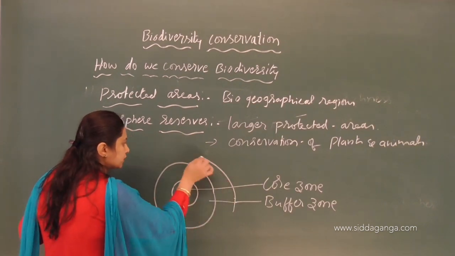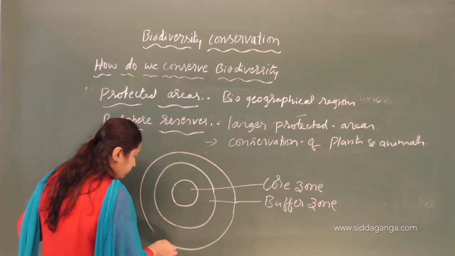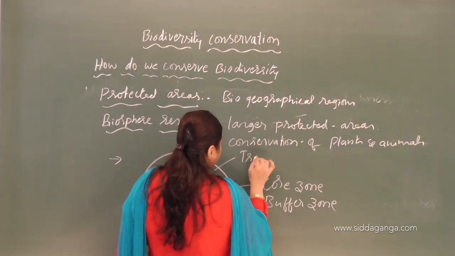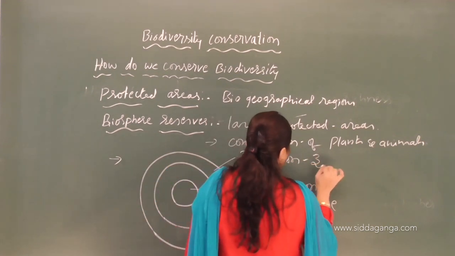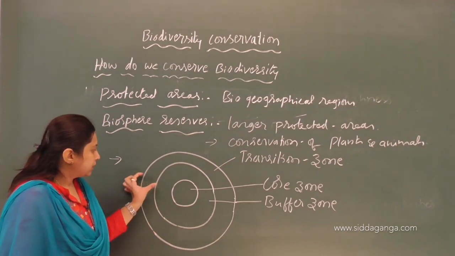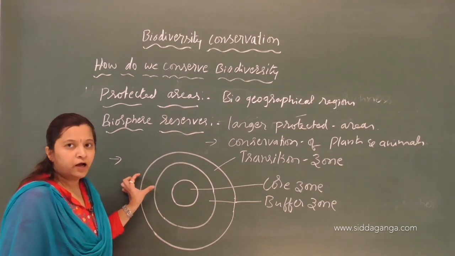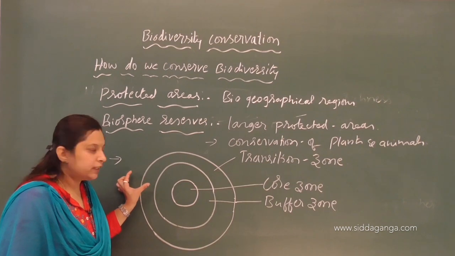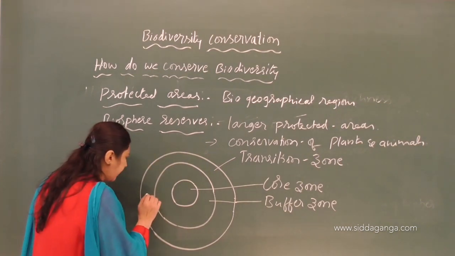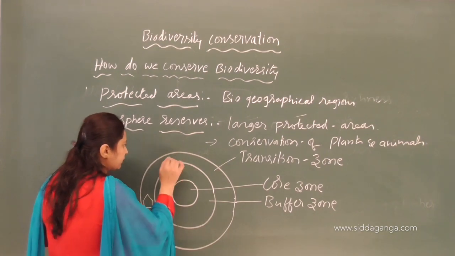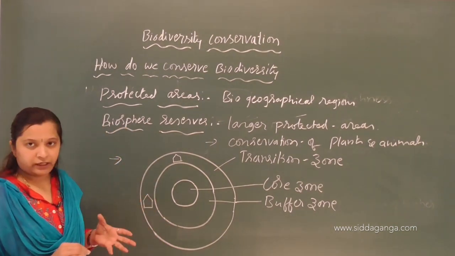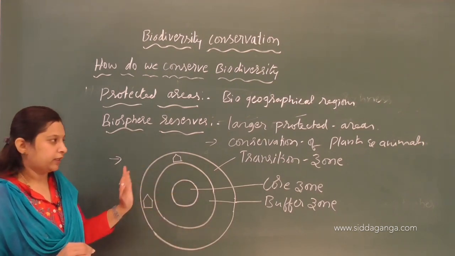And the outermost zone, what is it called? The peripheral or the outermost zone of the biosphere reserves. It is called the transition zone. So what is this transition zone? This is an active area in cooperation with the reserve management as well as the local people living there, okay? So here some kinds of human activities like human settlements are allowed. Cropping, recreation, forestry and human settlements are allowed in this area, that is in the transition zone.